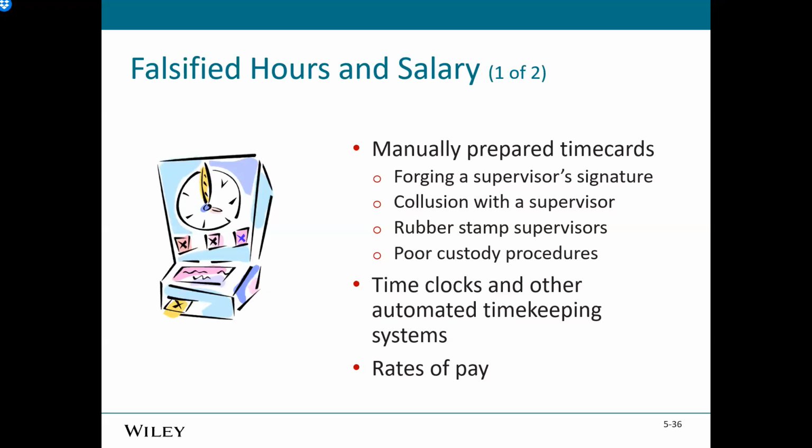So we could either have some sort of forgery of our supervisor's signature. We could also have collusion with the supervisor, where they're in on it and they're going to agree to sign off that you worked hours that you didn't, as long as you give them a part of the money. Rubber stamp, where the supervisor just signs off on your hours and doesn't even consider that you might have paid them for time that you didn't. A lot of time systems, time clocks now are going to be automated. So you could have someone punch in for you when you're not actually there.